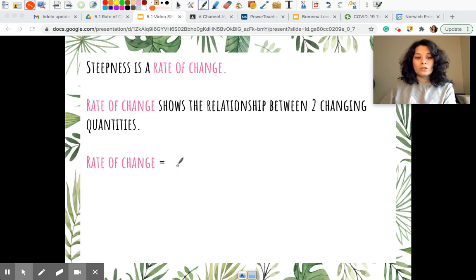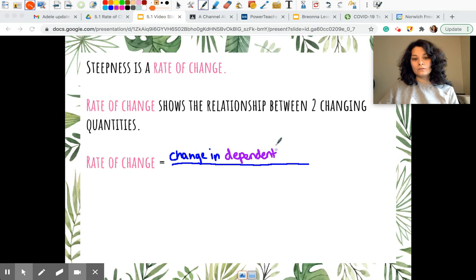Your rate of change, I'm going to draw a big fraction bar here, because I'm going to write some stuff that's going to take up a little space in both the numerator and the denominator. Your rate of change is going to be the change in what's known as your dependent variable divided by the change in the independent variable.